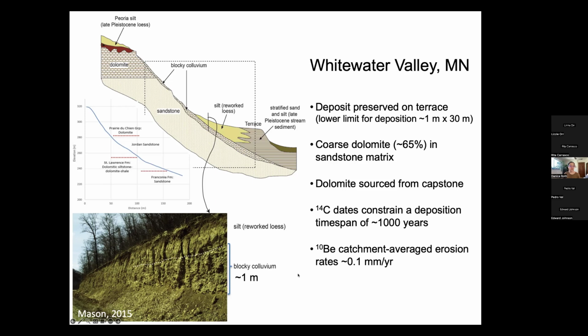And we know about 65% of that volume is composed of coarse material, which here is sourced from a dolomite capstone layer at the top of the hill. So this is a spatially constrained source area with material that's being detached and entrained from the top of the slope and then traveling down to the bottom of the slope.